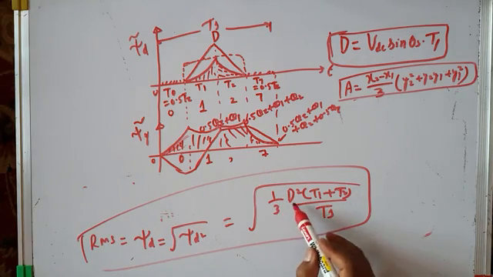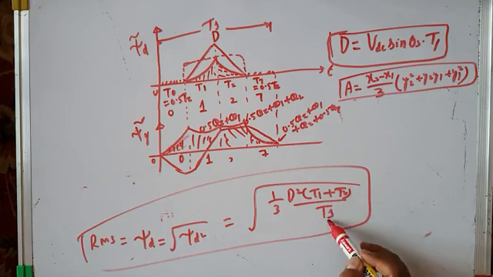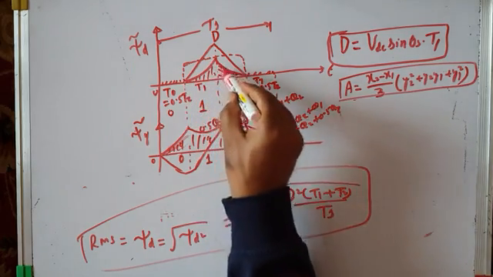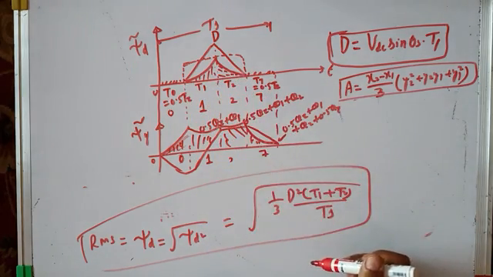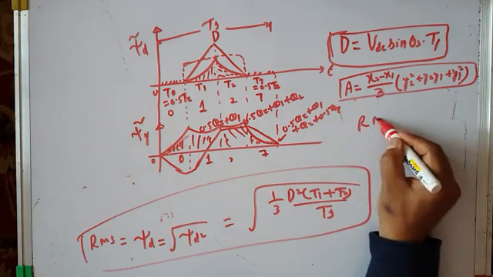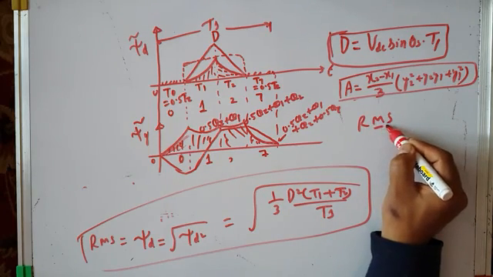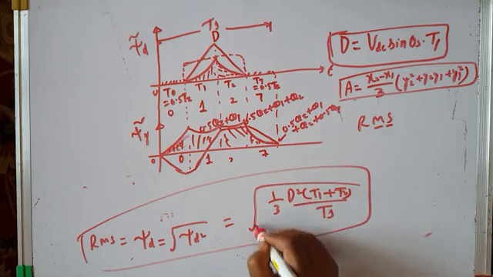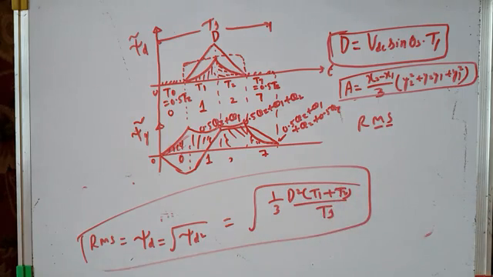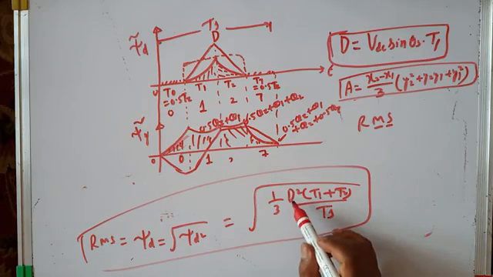What is this 1 by 3 d square into (T1 plus T2) by Ts? It is the area under this parabola. It is the mean square. And now you have to find the RMS. Root mean square is the square root of the mean square. Mean square is this, and take the square root of this. That will give you the RMS value of this. So what is this d?